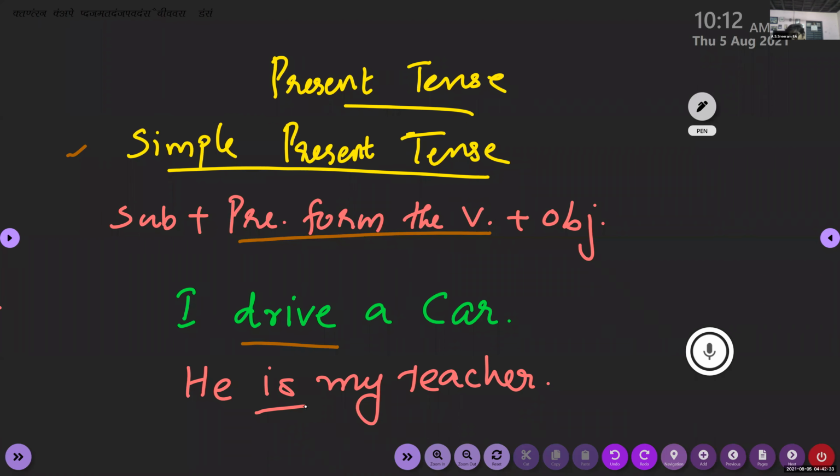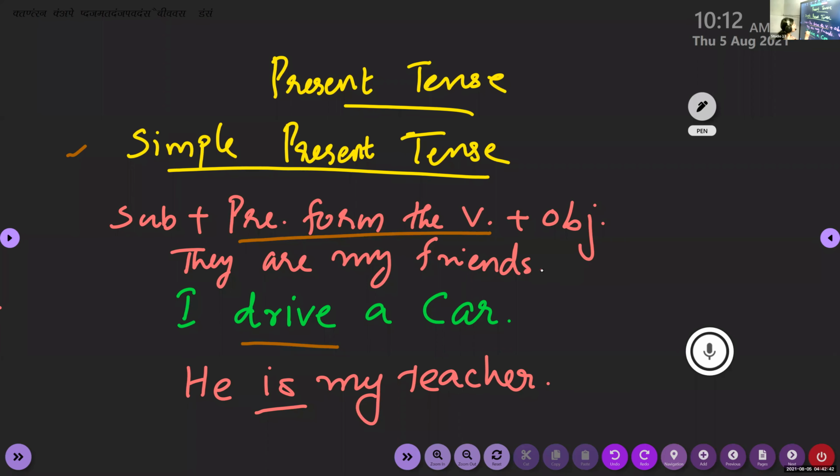Okay, they are my friends. Sriram, if the sentence is they are my friends, then are. Okay, here are is used in the form of a finite verb. It shows the exact tense form. So are is a finite verb here. Clear?